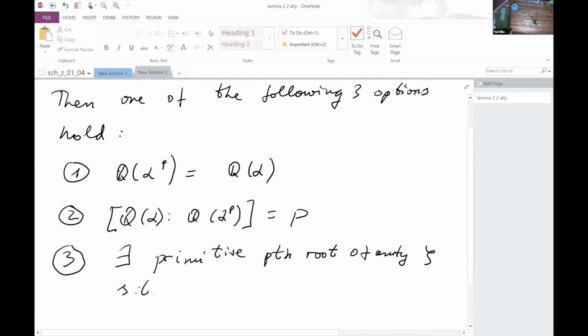Such that the field Q of alpha to the p is generated by alpha zeta, and it is a strict subfield of Q of alpha. And this is exactly the case when the relative degree is in between: here the relative degree is 1, here the relative degree is p, and this is the case when the relative degree is in between.